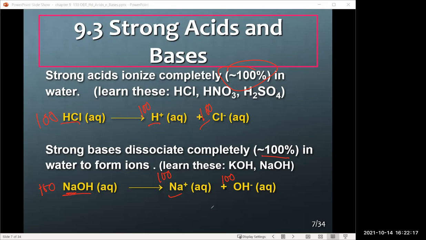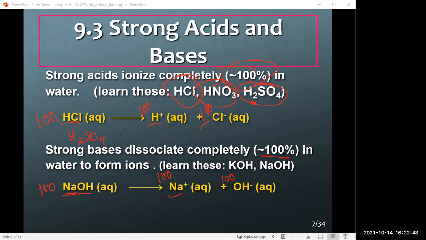Now we have hydrochloric acid, which is what's in your stomach, a very strong acid that completely dissociates. We have HNO3, which is nitric acid, also a very strong acid. And then we have this last one here called sulfuric acid. Notice here that it has two hydrogens. And what happens with that, I'm going to write that equation out.